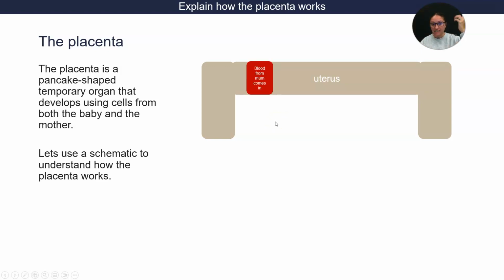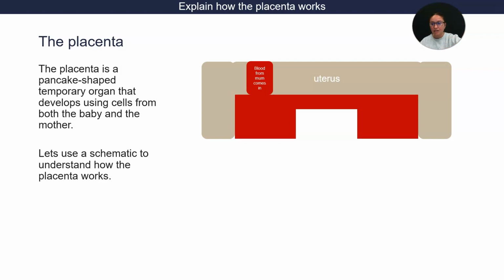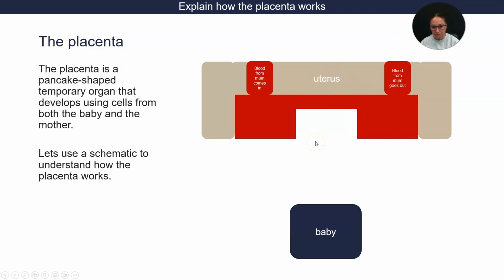So how it works is that you've got blood from mum coming in. So there's blood supply coming in. Then the blood sits around this particular area. Okay, so blood comes in, gets dumped there and hangs around this area. Then blood goes back out again. So this is mum's blood. Blood comes in, hangs around here for a while, then blood leaves again next to the uterus.